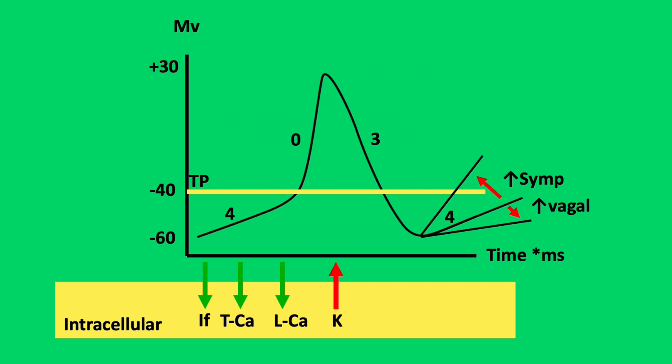There are 3 phases. We'll start with number 4. Spontaneous depolarization. This phase accounts for the automaticity of the SA node, whereby sympathetic stimulation results in a steeper gradient, resulting in fast depolarization and thus a faster heart rate.